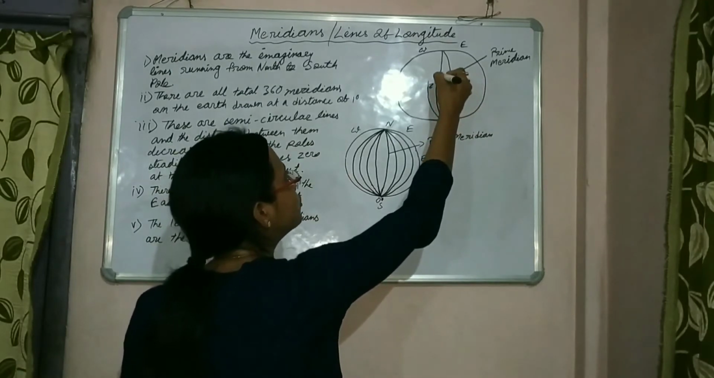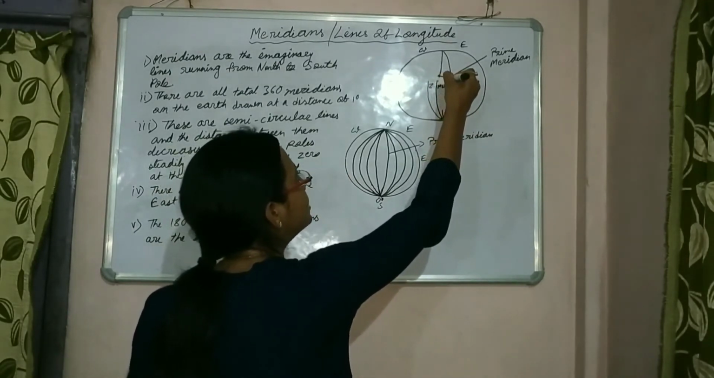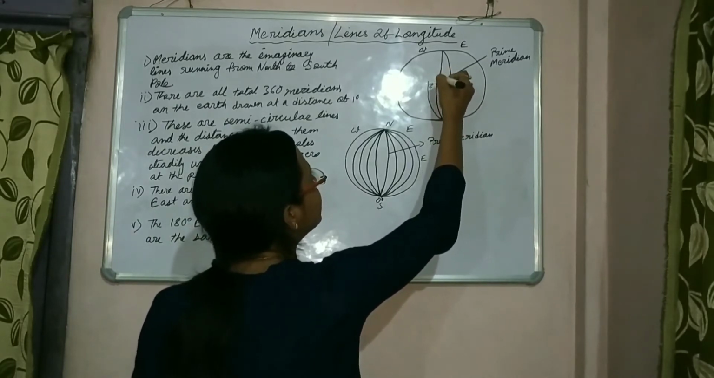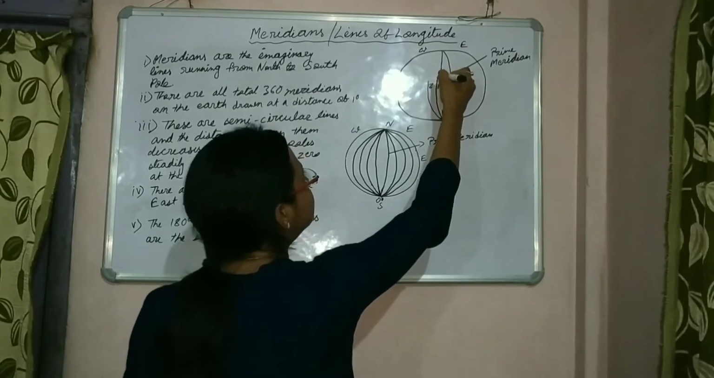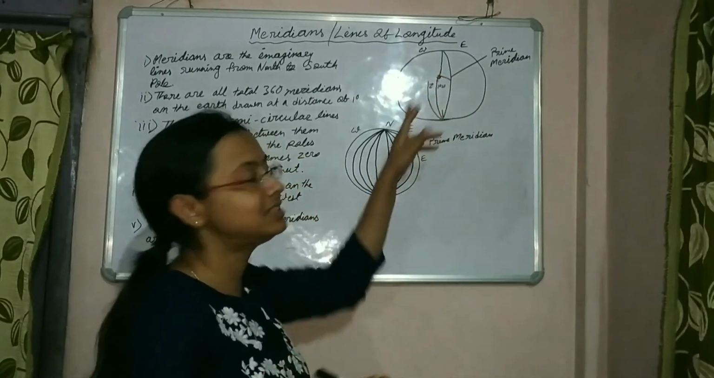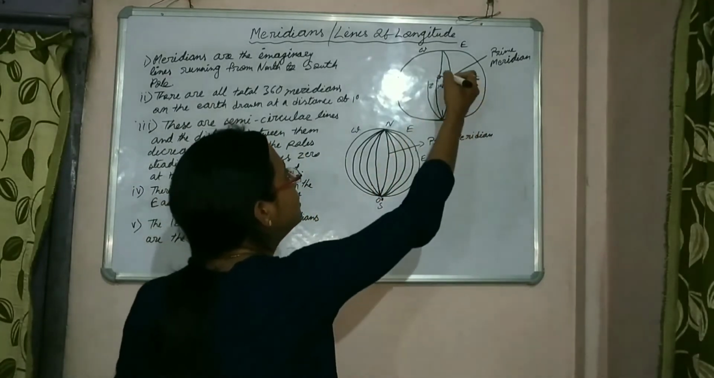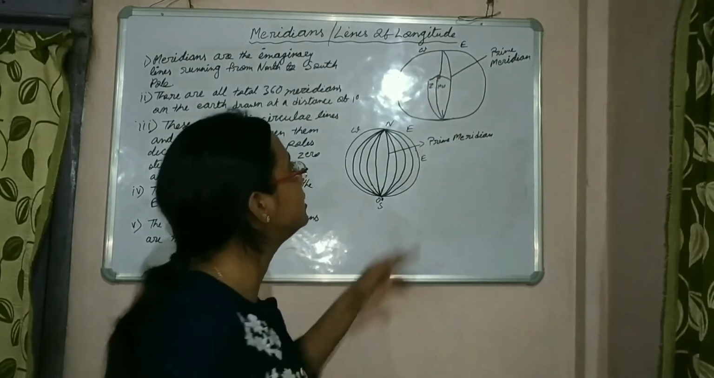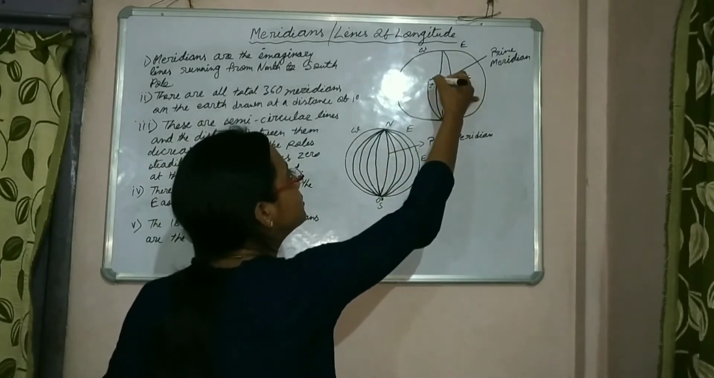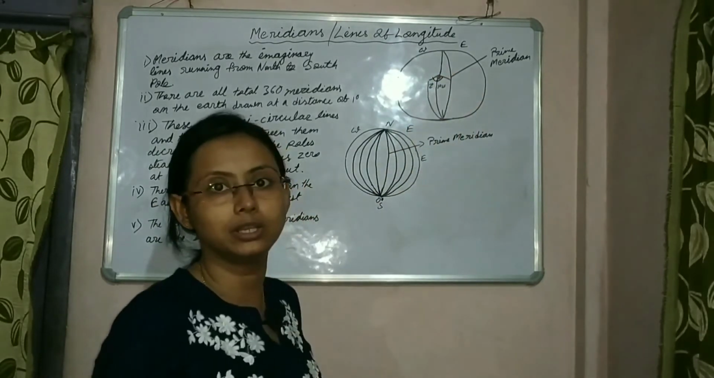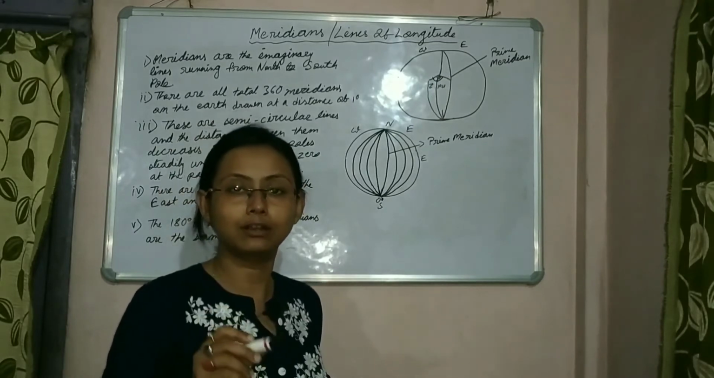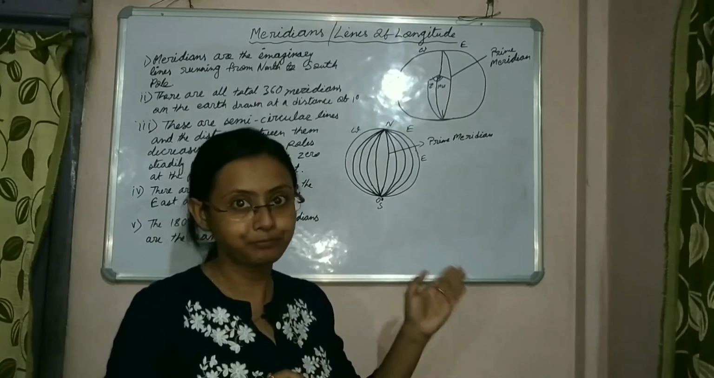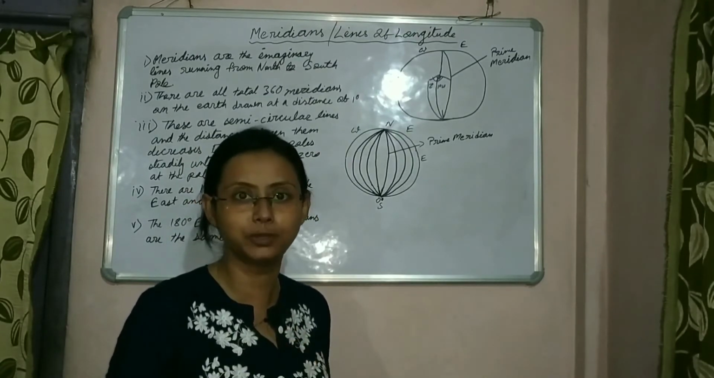From this center, when we draw a line up to the prime meridian and another line up to the 1 degree meridian, the angle formed measures 1 degree. Similarly, from the same center, when we draw another line and join it to the 2 degree meridian, the angle formed measures 2 degrees. So this is how we measure the 1 degree distance, the angular distance between the meridians.